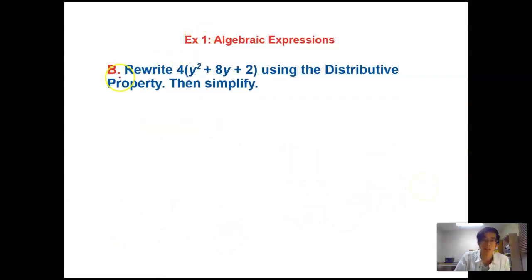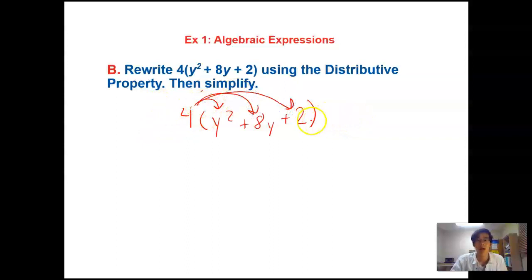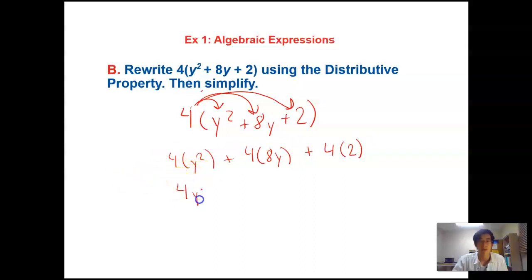Alright, now it's going to get a little bigger. So we have 4 times the quantity y squared plus 8y plus 2. So I'm going to multiply this 4 over here, and over here. I'm going to distribute that 4, meaning I'm going to share it all out, and it's going to look like 4 times y squared plus 4 times 8y plus 4 times 2. And then I'm just going to combine them with multiplication. So it's going to be 4y squared plus 4 times 8 gives me 32 times y, it's 32y. And 4 times 2 is just 8.